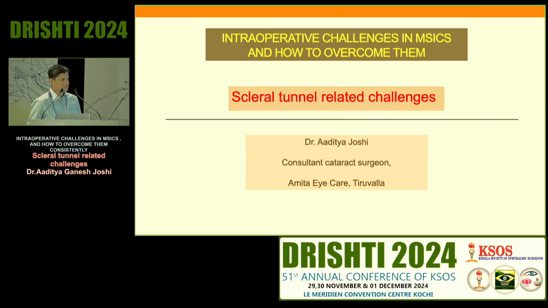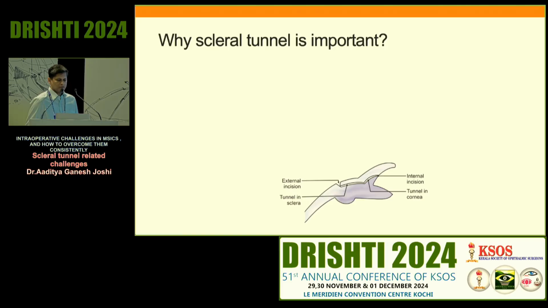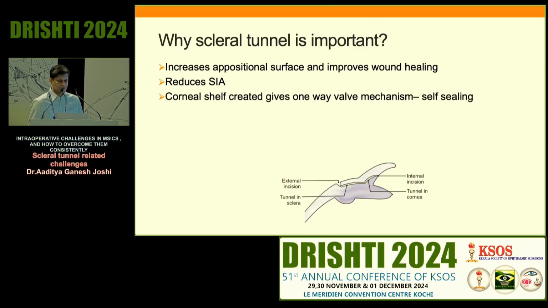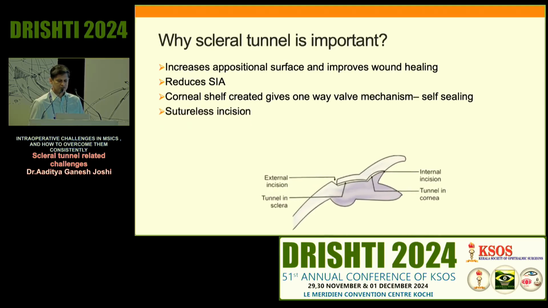So right away, we'll start with the topic. I'll be talking about the scleral tunnel related challenges in SICS. Why is the scleral tunnel so important? Because it gives a more apposing surface and improves wound healing. It can reduce the surgically induced astigmatism. Then it creates a three-valve mechanism which makes the tunnel self-sealing, and hence it becomes a sutureless incision.